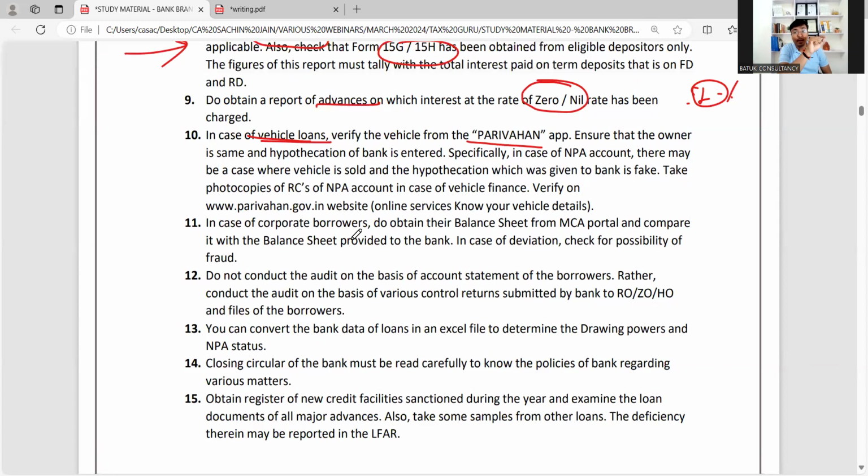Okay, so when we check the loan file on account of that vehicle loan, we need to check certain files randomly through the Parivahan app. We can check the hypothecation. Suppose you are going for the audit of Bank of India. In that case, you just need to check that the vehicle is hypothecated in favor of the Bank of India and the same is reflected on the Parivahan app.